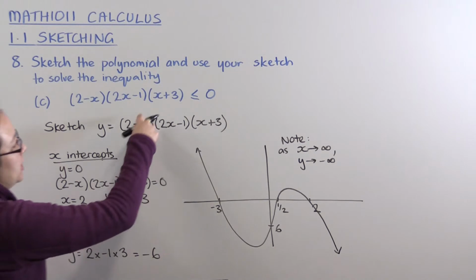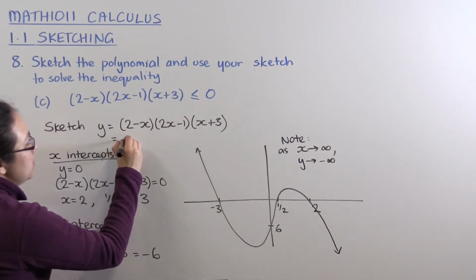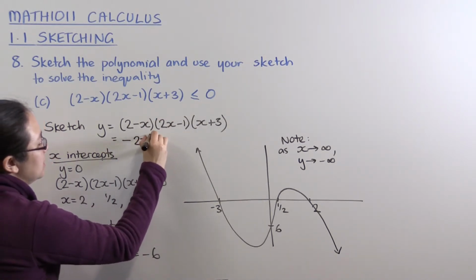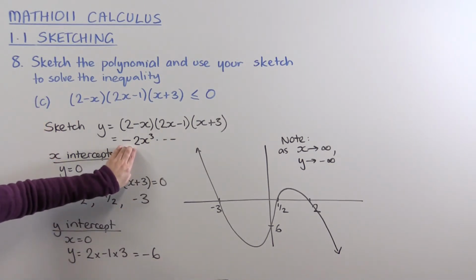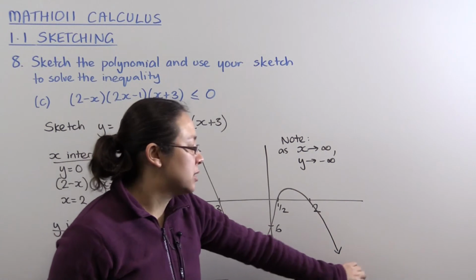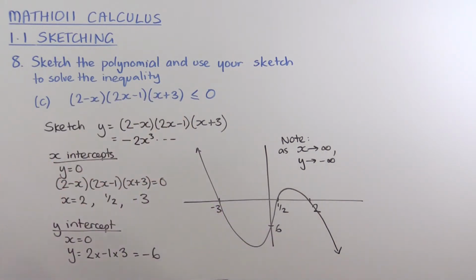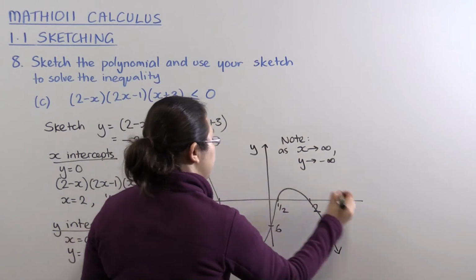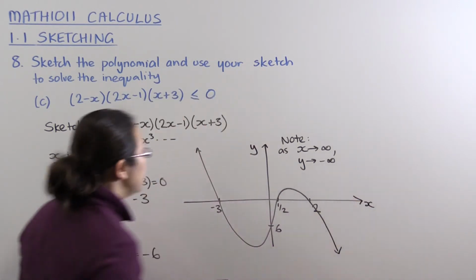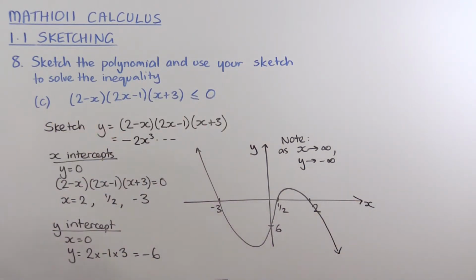Also, if you expand this out, it's actually going to be minus 2x cubed. That's the leading term. It's negative. So if the leading term is negative, we know it's got to come down on this side. So, in any case, we've got our x-intercepts and our y-intercepts. We know the general shape of a cubic, and so we can make sure it goes through those. So this is our graph of the polynomial in this inequality.